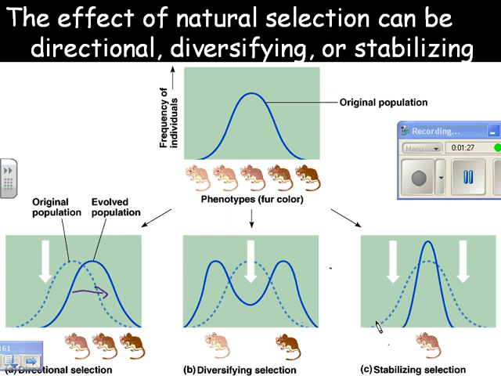And then the final one is stabilizing selection. Let's say snakes are better at seeing the dark ones and hawks are better at seeing the light ones. You might end up having these killed off and these killed off, and so you might end up with a population that sort of is in the middle. That would be called stabilizing selection.